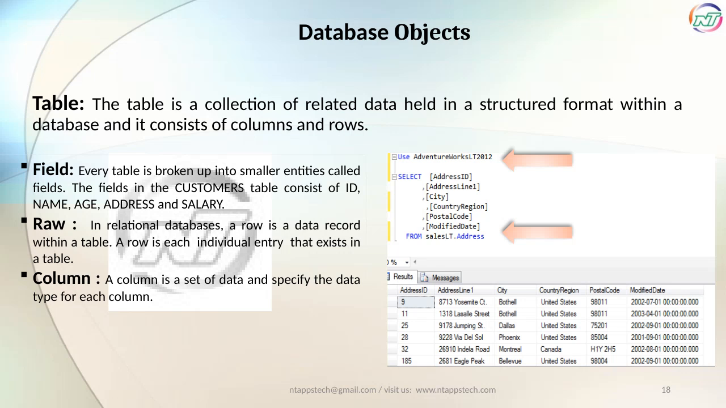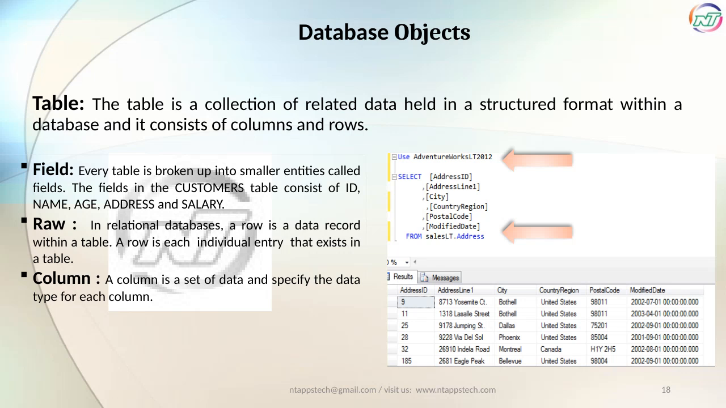A table in a database organizes related data into columns and rows. Each column represents a field, which defines a specific type of data stored in the table. For example, in a customer's table, fields might include ID, name, age, address, and salary.